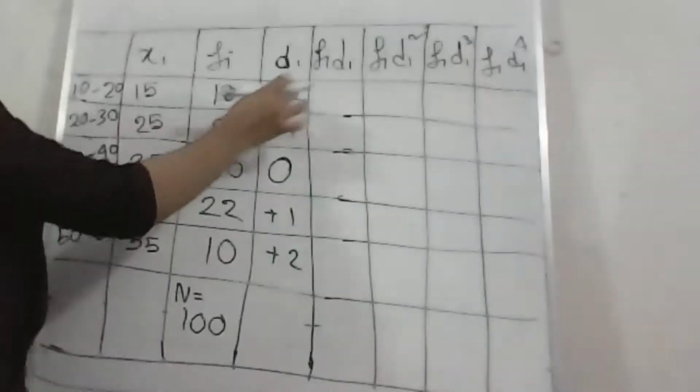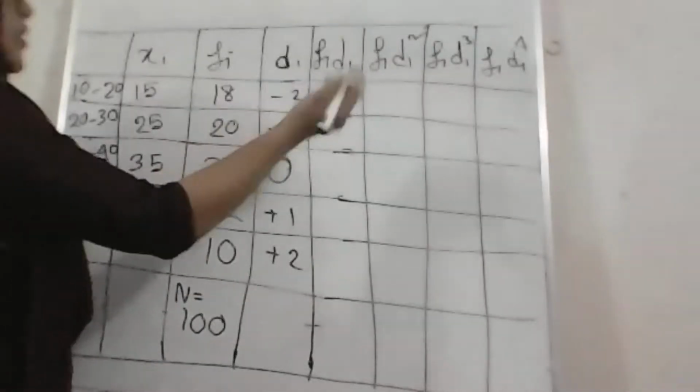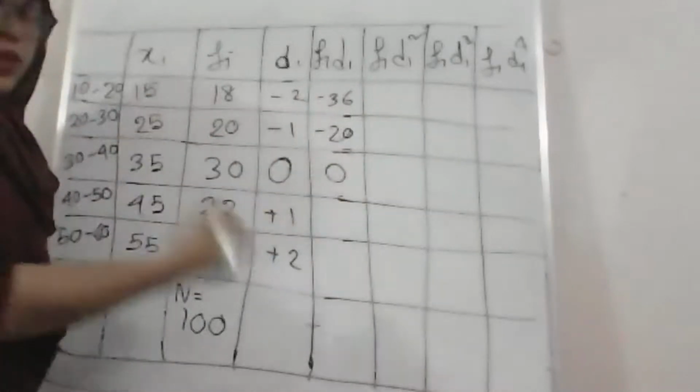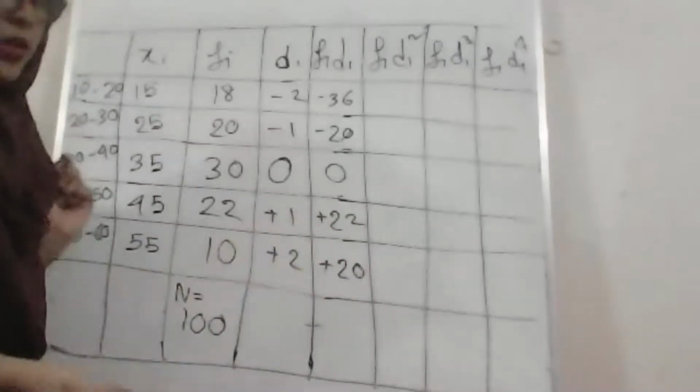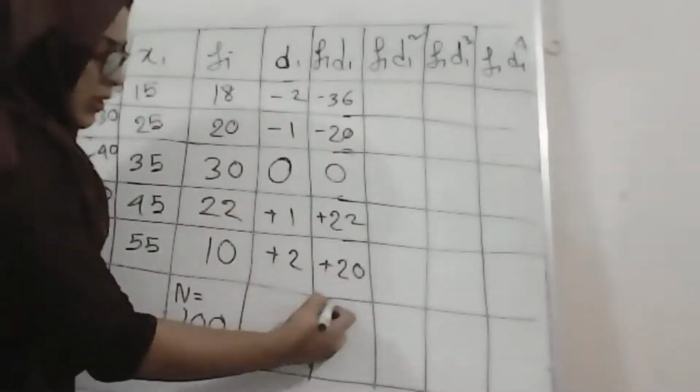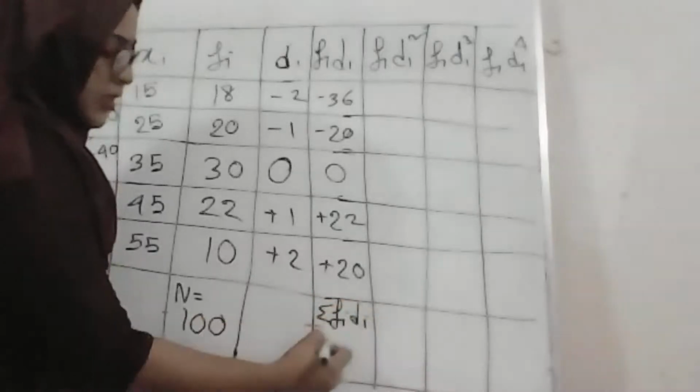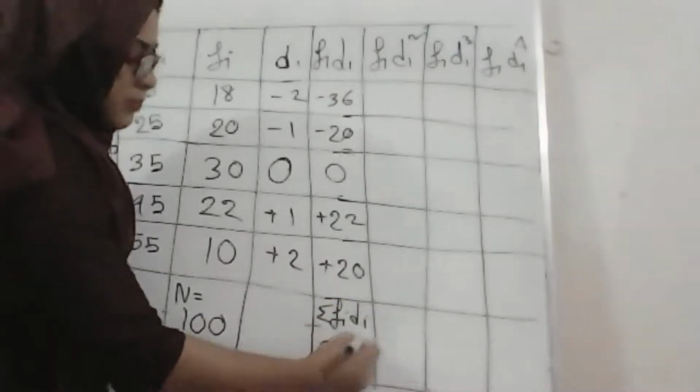First we will multiply these two and write it down in this row. If we multiply this -2 with 18, it is going to be -36. It is -20. It is 0. It is +22. It is +20. After that, you need to sum up all of this. If you sum up all of this, summation of fi di is equal to -14.